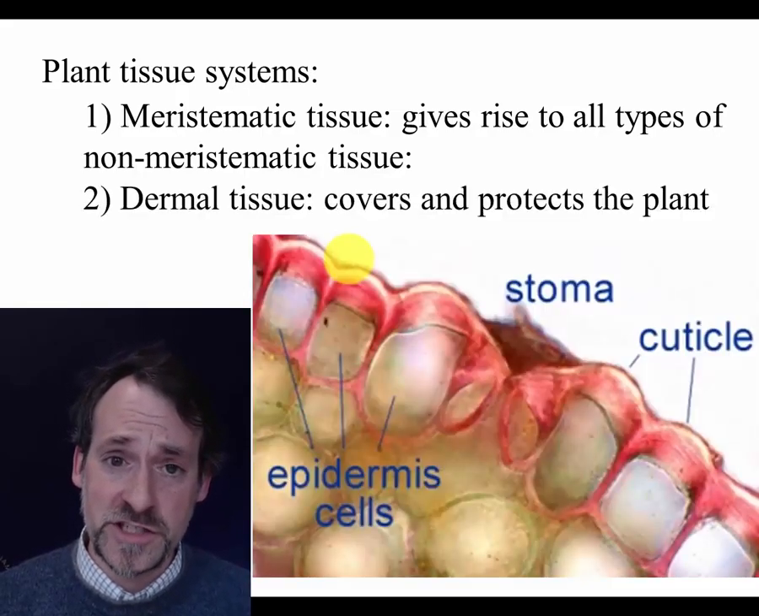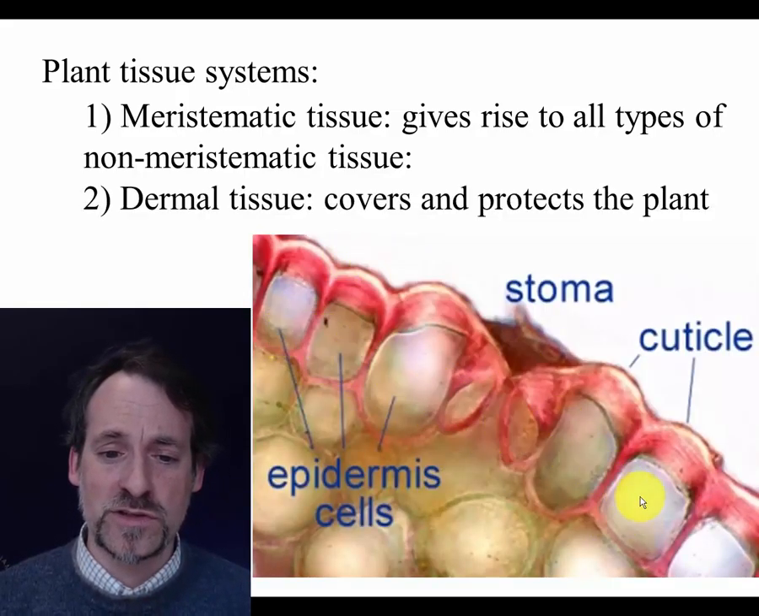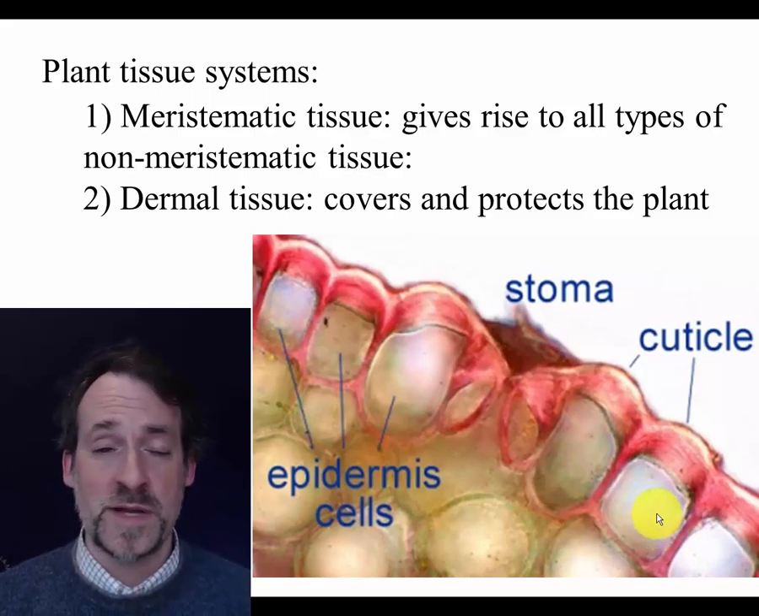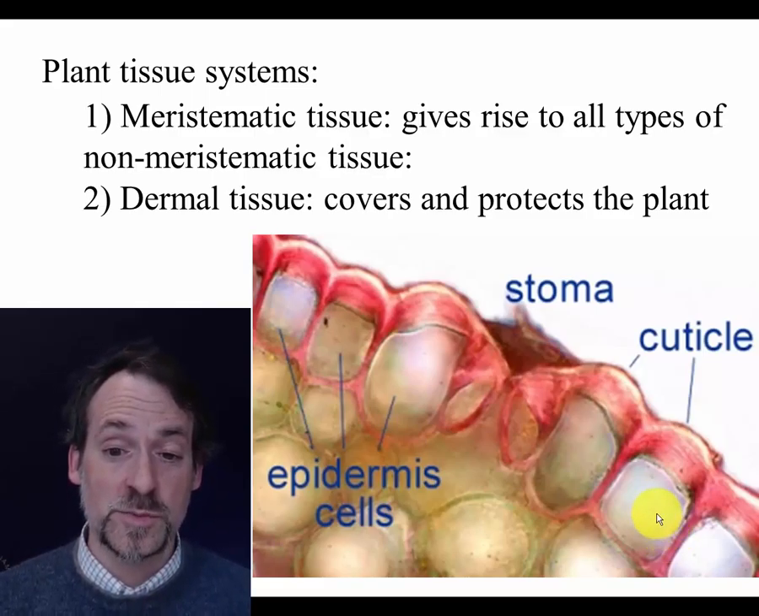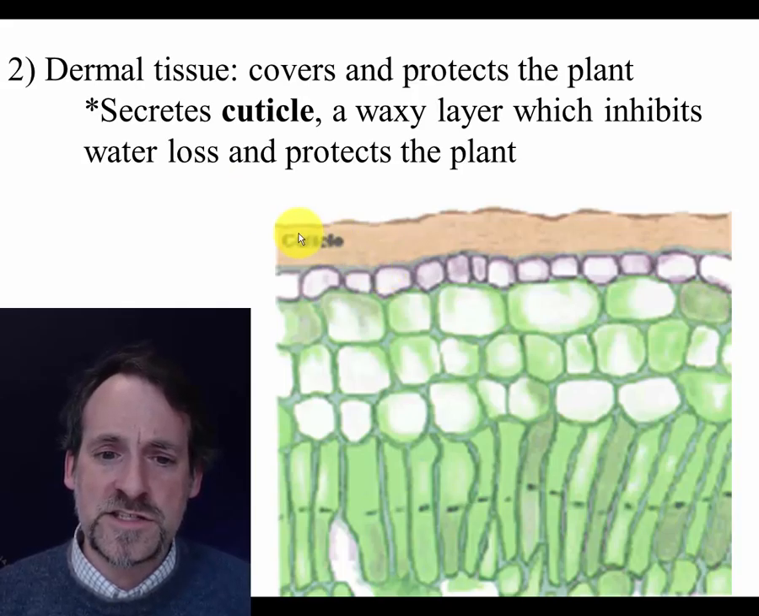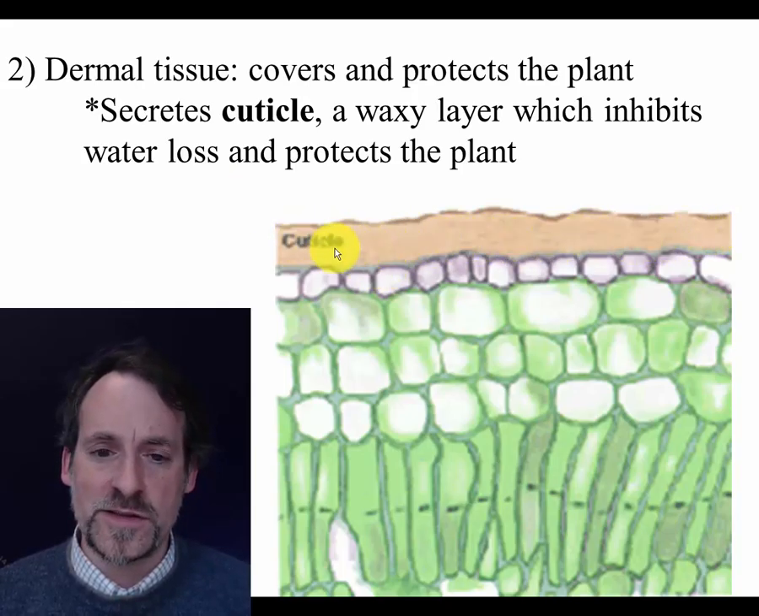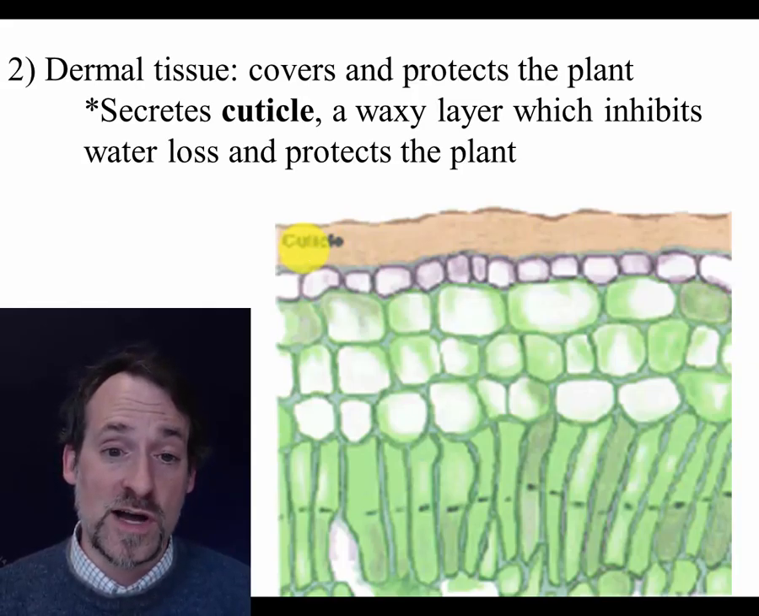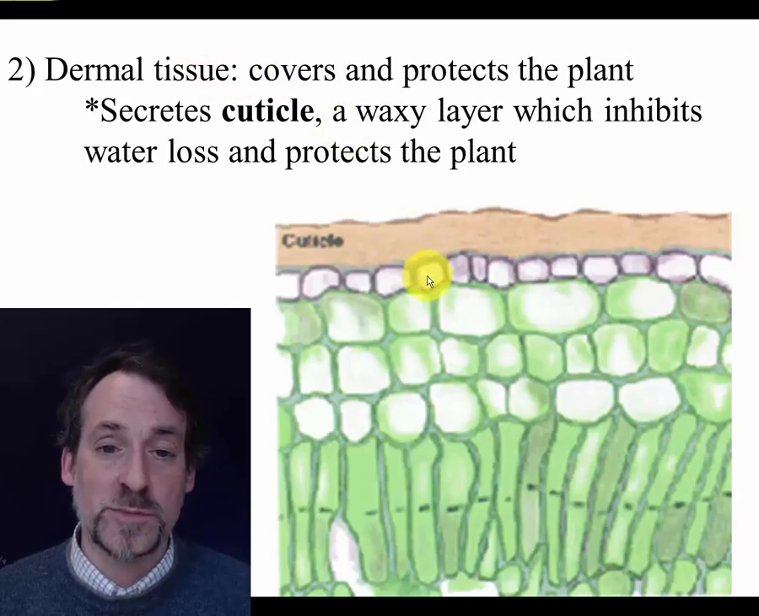One of them is dermal tissue. This is the outer layer of tissue on a plant, a very thin outer layer that does things like secretes the waxy cuticle, or it may grow lignin to protect the plant as well as to provide structural strength. Here again is the cuticle, that waxy layer on the outside of a leaf. Again, the role of that is mostly to inhibit water loss, and that is made by dermal tissue.